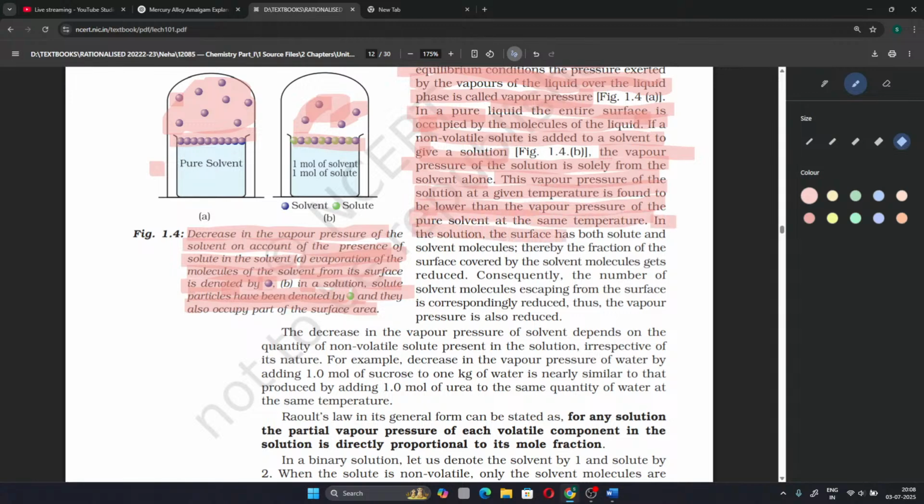In the solution, the surface has both solute and solvent molecules. Thereby, the fraction of the surface covered by solvent molecules gets reduced. The surface area of the solvent molecules is reducing. Consequently, the number of solvent molecules escaping from the surface is correspondingly reduced. As the surface area is less, the amount of solvent molecules escaping is less. Thus, the vapor pressure is also reduced.